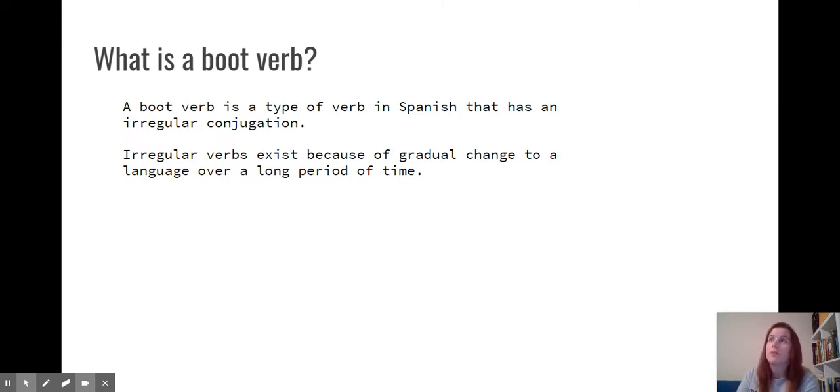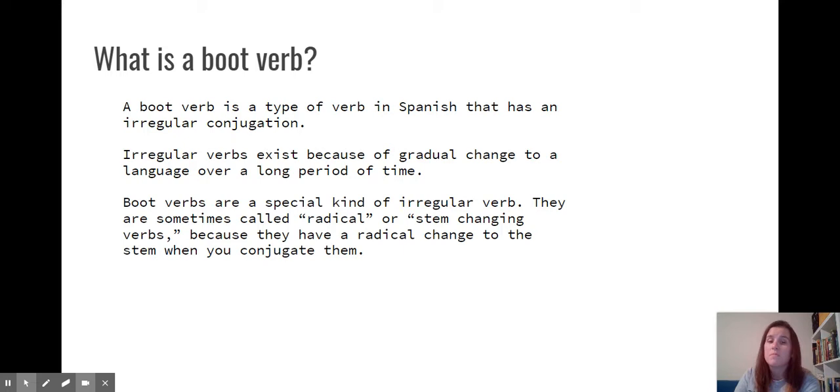But today we're really going to be focused on one particular type of irregular verb that exists in Spanish. Boot verbs are a special kind of irregular verb. They're sometimes called radical or stem-changing verbs because they have a radical change that happens to the stem when you conjugate them. A radical change to the stem, so radical verbs or stem-changing verbs.